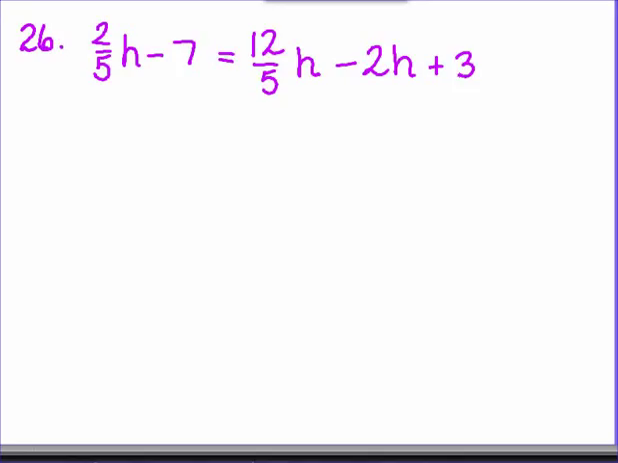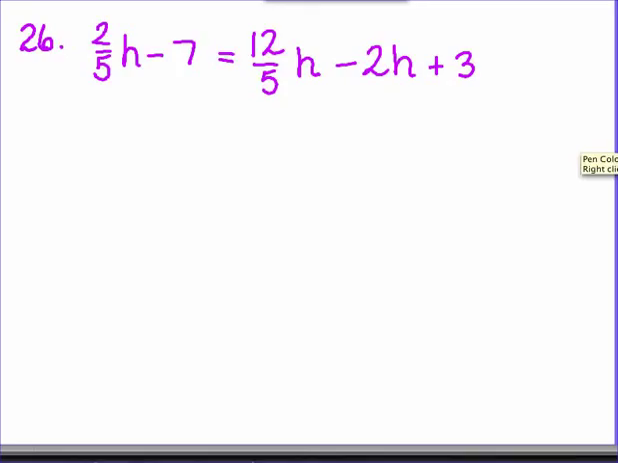2/5 h minus 7 equals 12/5 h minus 2h plus 3. What do you think we should do first here? Combine the variables on the same side. Okay, let's combine like terms if we can.